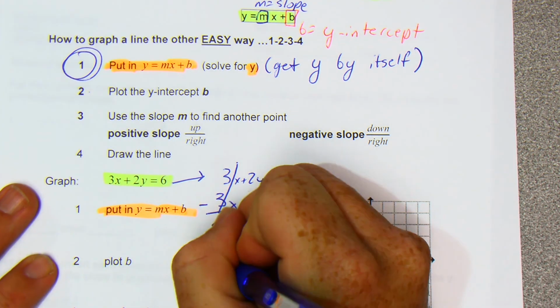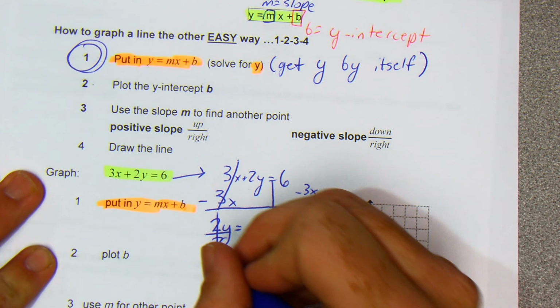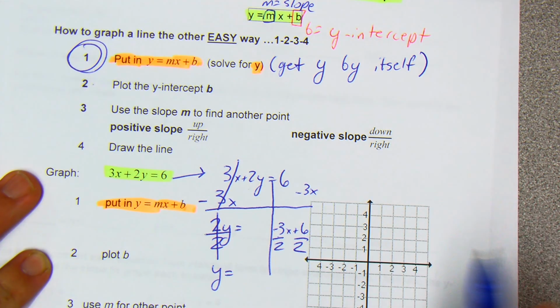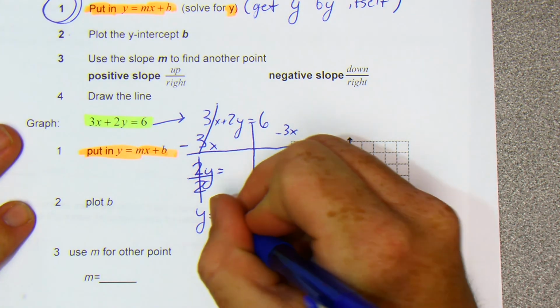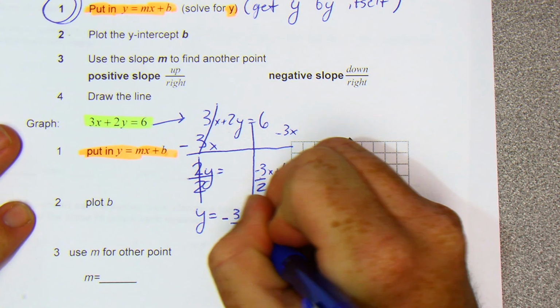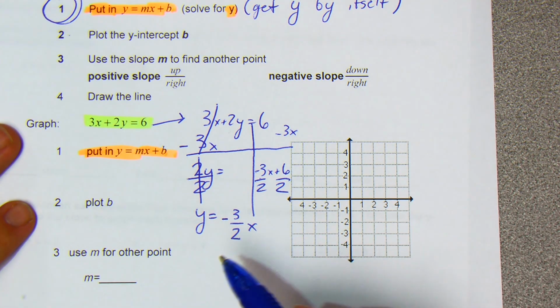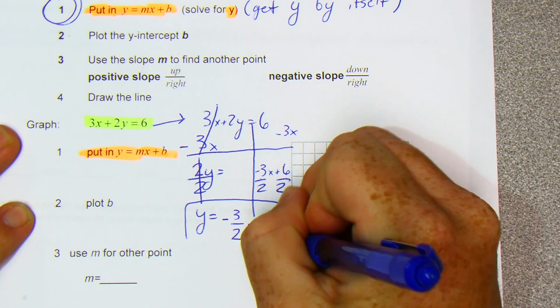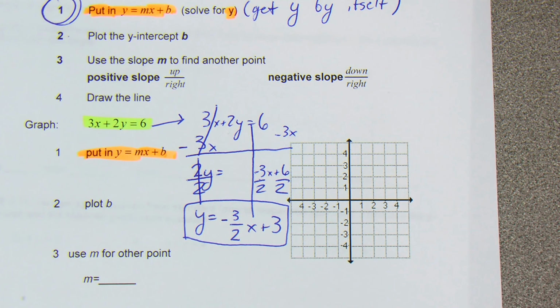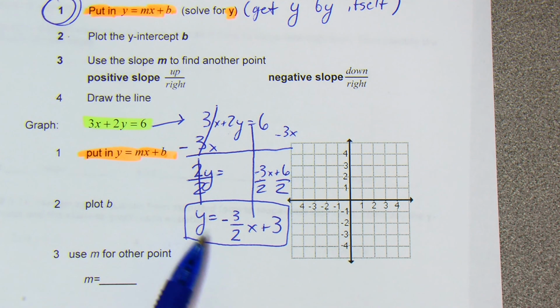So 2 divided by 2 cancels out. I'm just left with y equals, and we leave this as it is. This becomes our m: negative 3 over 2x. And then 6 divided by 2 is plus 3. Now our equation is in y equals mx plus b form. Our y is by itself.